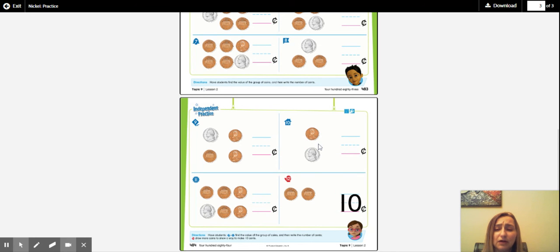You can pause the video. You can go get some nickels and pennies, set them up, and then count and write the value of each group of coins that you make. And then you can make your own group of coins, and also you can work on that.